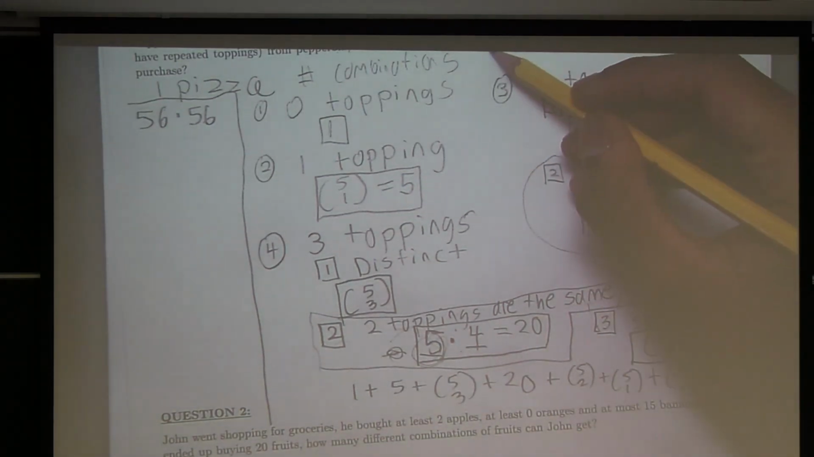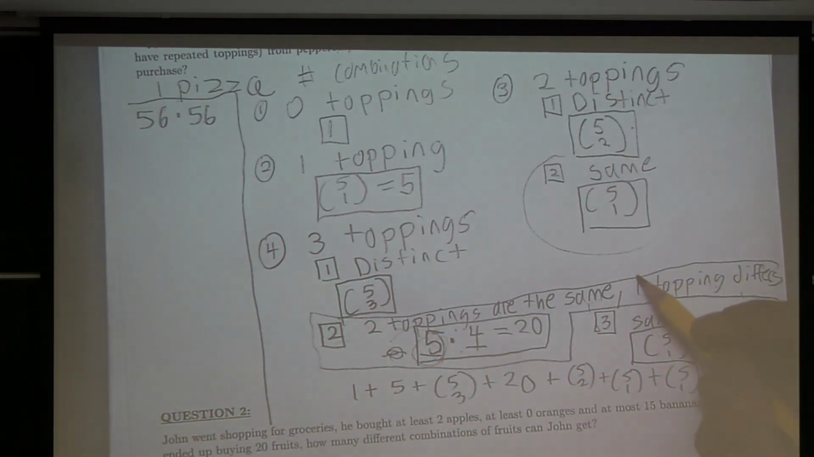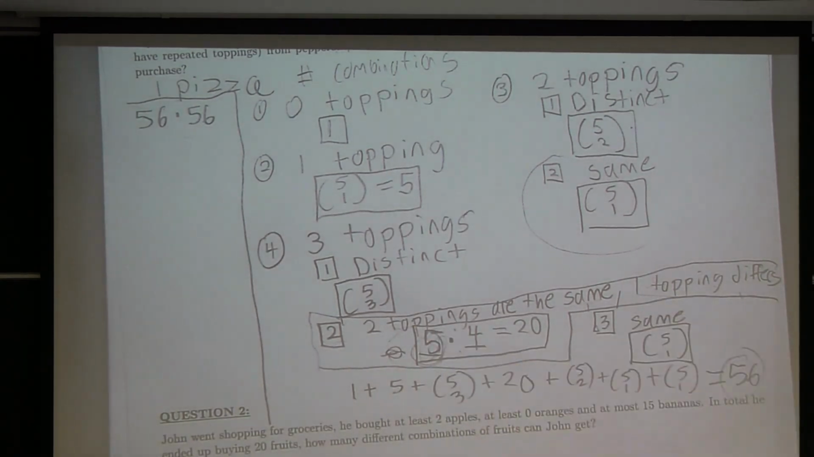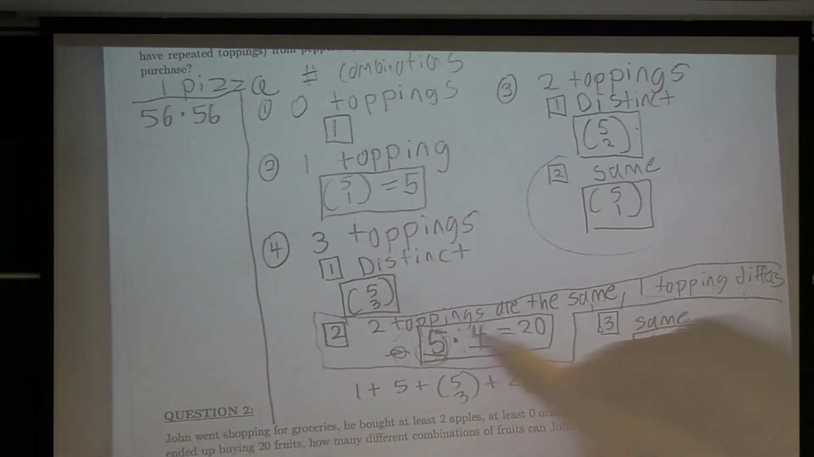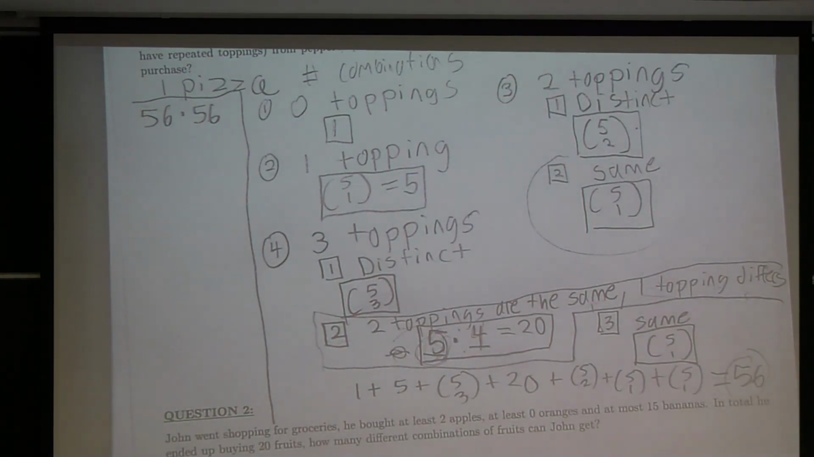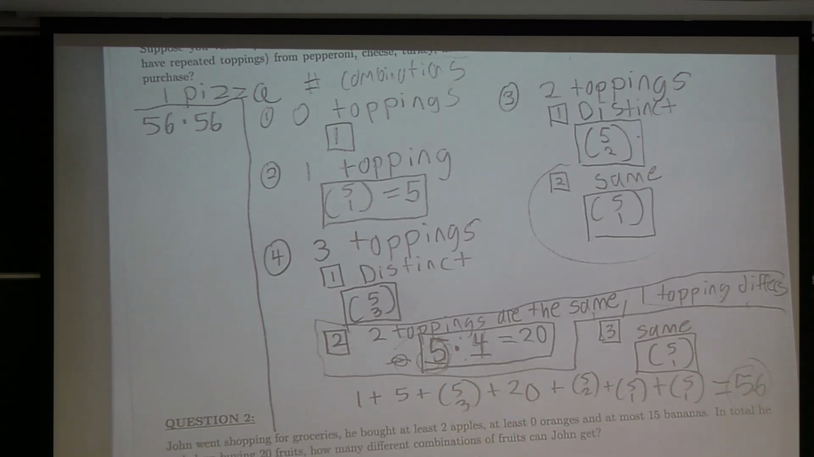Then we're left with 4 options, and the final topping has to be different than the first topping that appears twice. But there are only 4 options left. So we have 4 possible different toppings that are singular. So in total, 5 times 4 toppings. Does that make sense? OK.